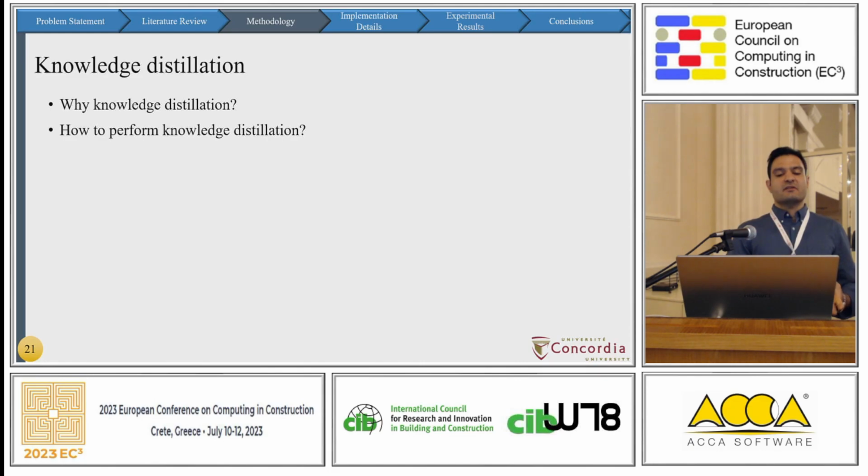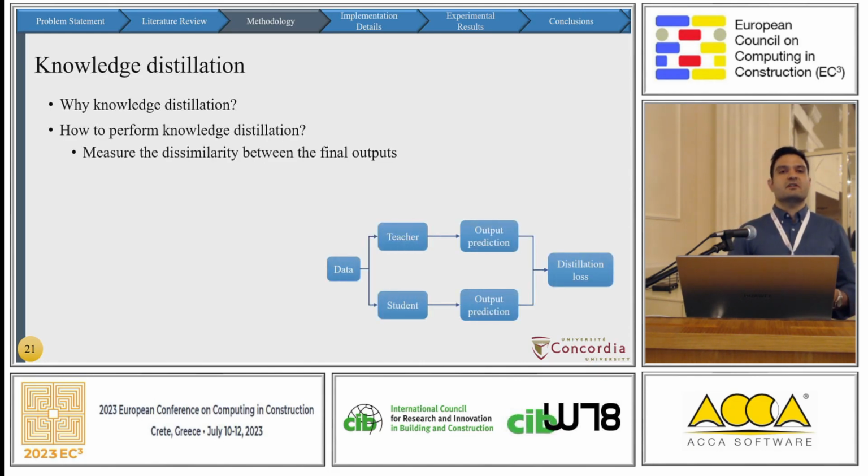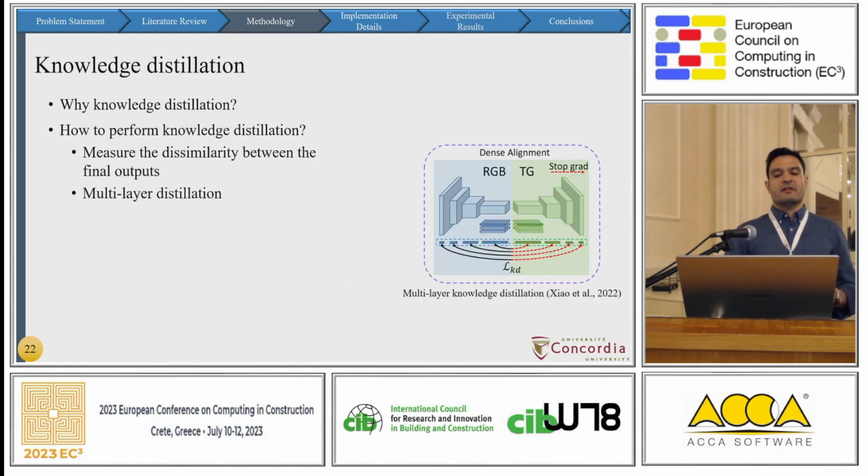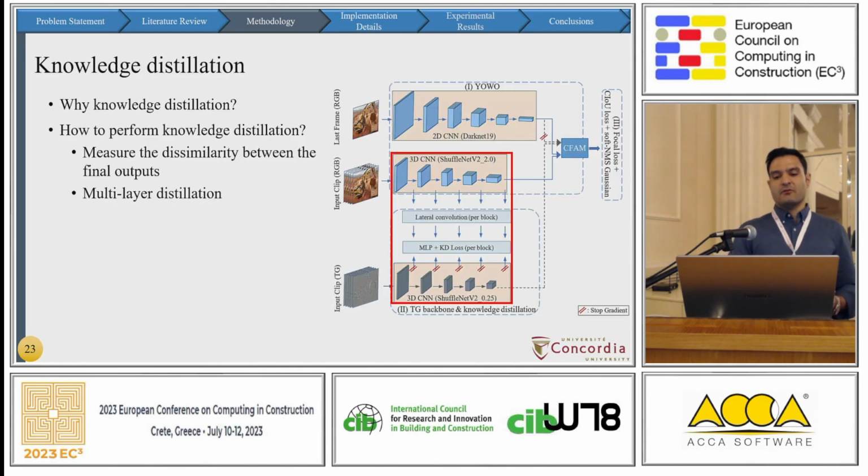And to perform knowledge distillation, the most common approach is to reduce the difference between the output of the teacher and student networks. However, recently Jiao et al. have shown that instead of just using the final output, if you include earlier layers, it leads to better knowledge transfer. So in our work, we have also adopted a multi-layer approach to knowledge distillation.